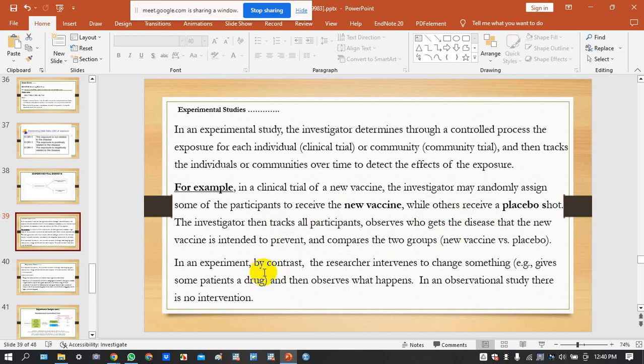In an experiment, by contrast, the researcher intervenes to change something. So, like I said, experimental studies or randomized control trials, we give patients an intervention and then observe to see what will happen. But in an observational study, you don't give patients anything.